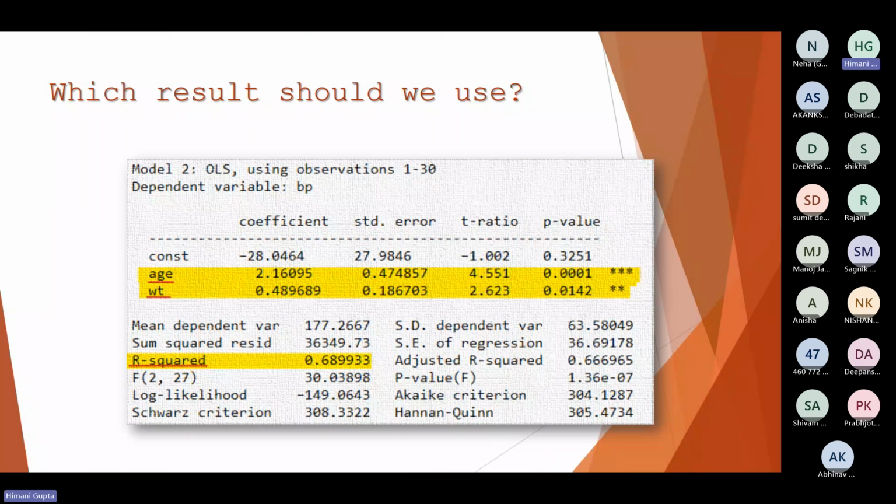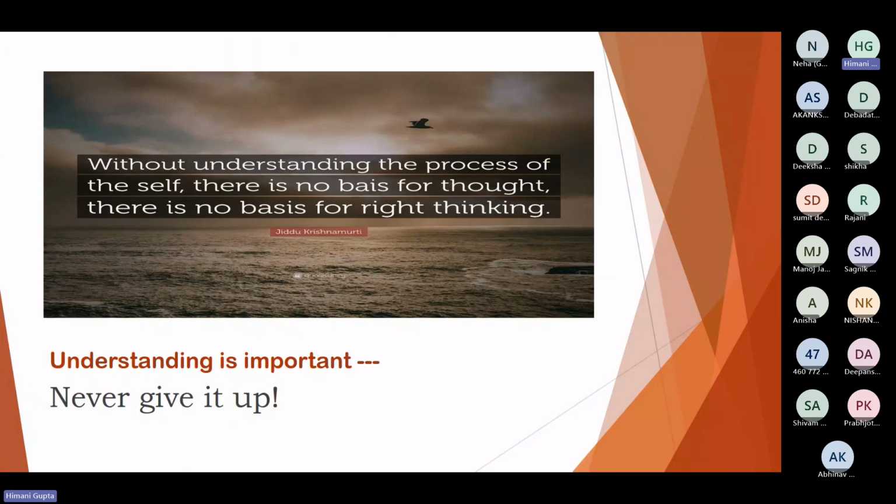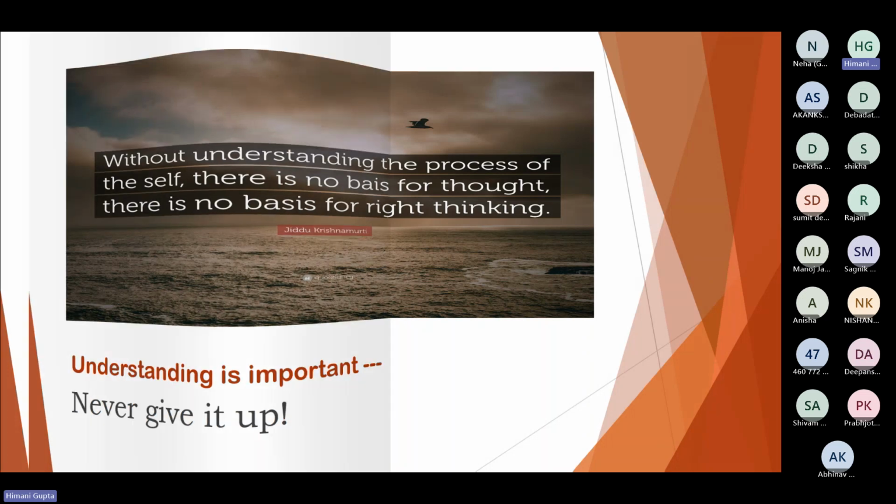Now, see what I did in the regression equation. Instead of taking only one factor, age, I took weight also as an independent variable. So if I took weight as an independent variable, you can see my R square has increased to 0.68. Previously it was 0.61 and now it's 0.68. So it's very important for us to check all those variables which are related to my dependent variable.